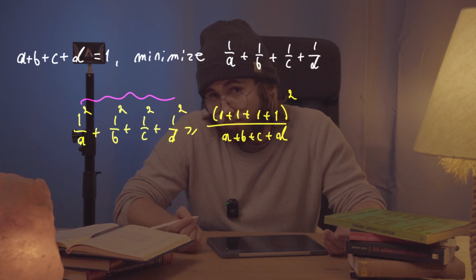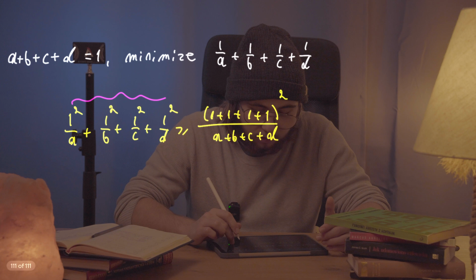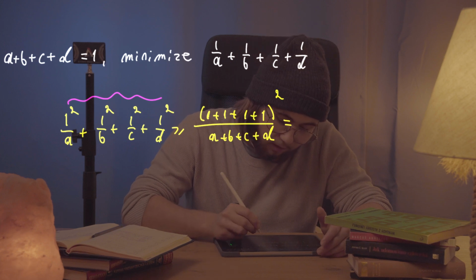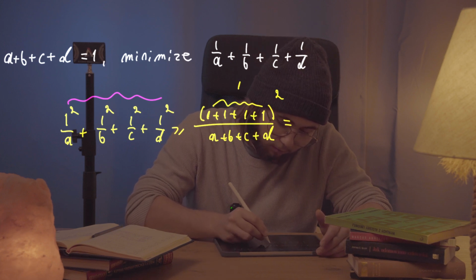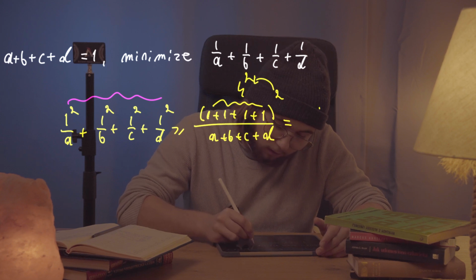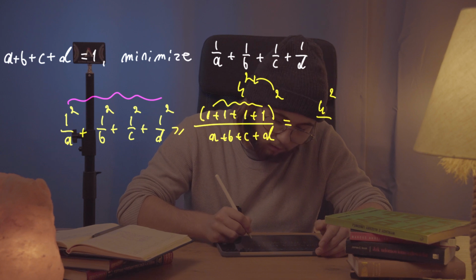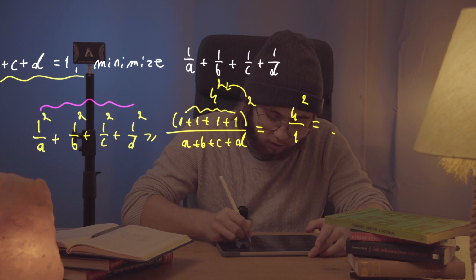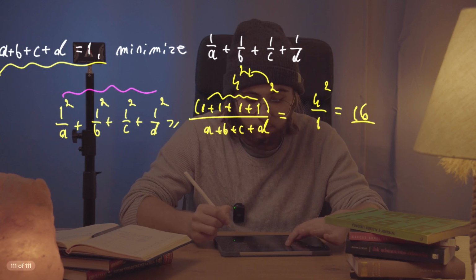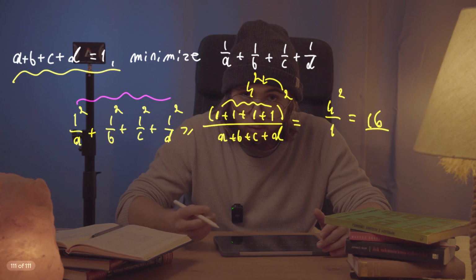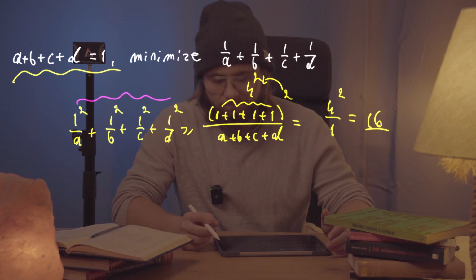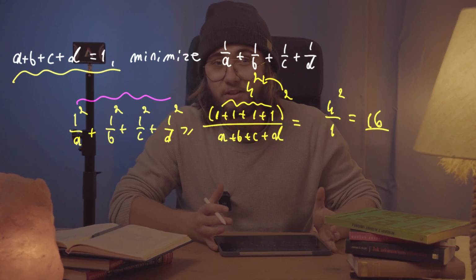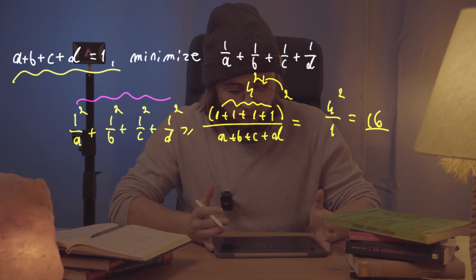Well, there's no one to doubt it, I hope. Yeah. And so this sum of those ones is going to be 4, so this entire thing is going to be 4 squared over the sum of a, b, c and d, which is equal to 1, so 4 squared over 1, which is 16, and so we see that the minimum value for 1 over a plus 1 over b plus 1 over c plus 1 over d is 16. That minimum value is 16. That's exactly what we were supposed to find in this problem.